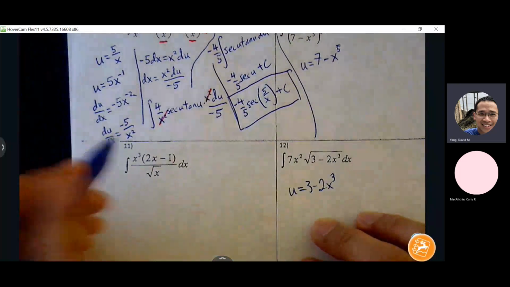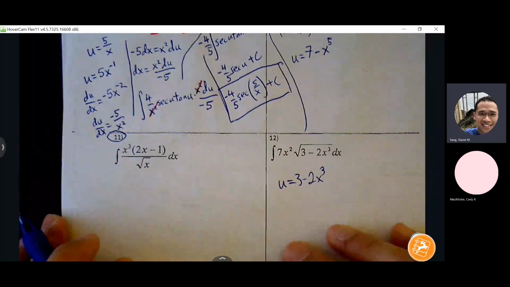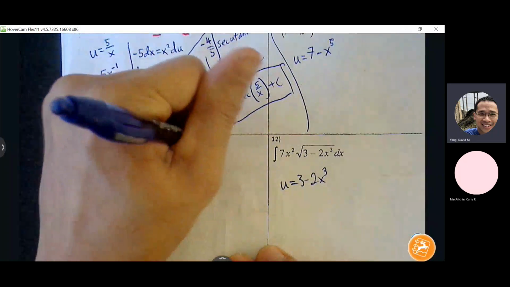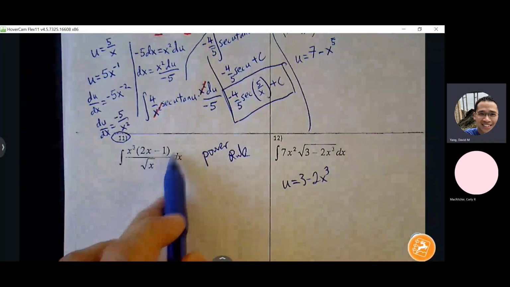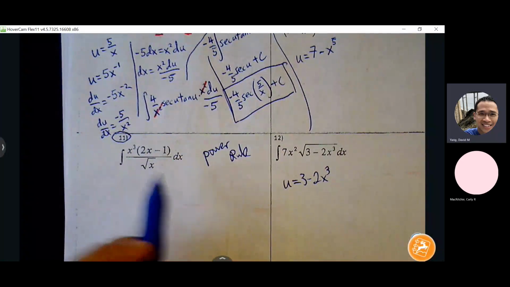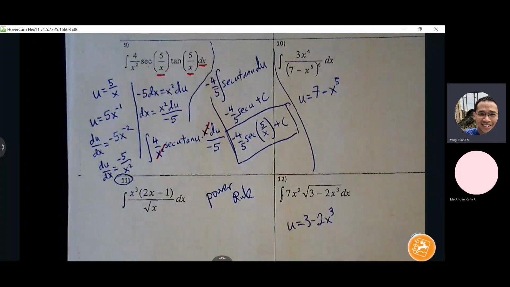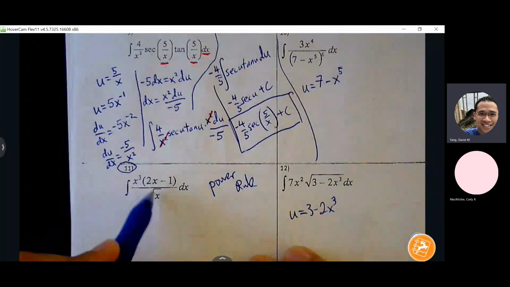Now, number 11. What about number 11 here? Anything different about this problem? You can expand it. Yeah, this is a power rule problem. This is not a U-substitution, because everything is manageable, right? We can distribute this through, we can separate. There's nothing that's preventing us from distributing through and cleaning up, right? No radical involved. There's no messy denominator. There's only one term in the denominator.